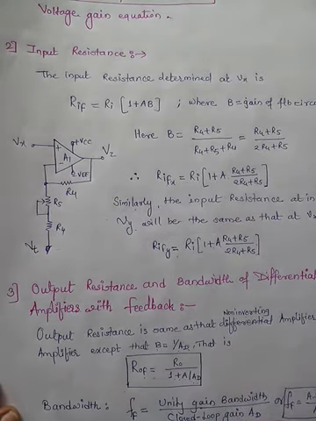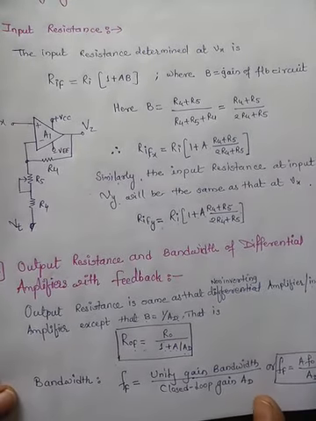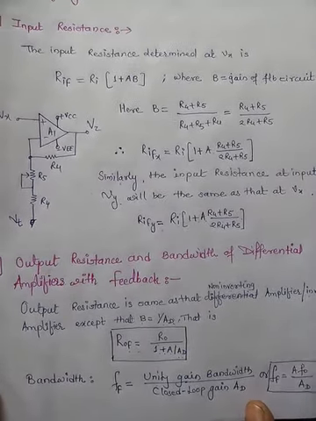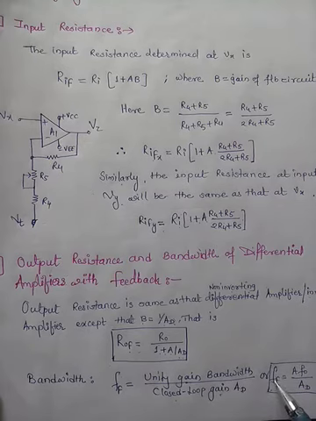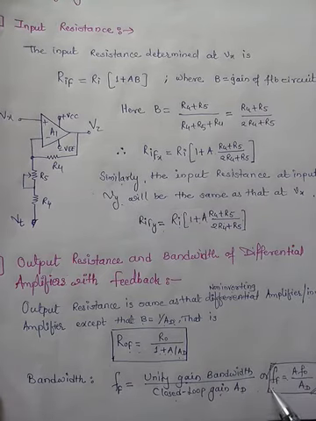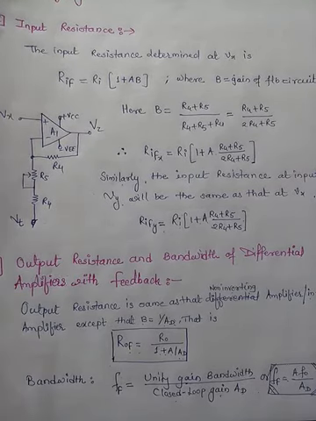And when we are finding out the bandwidth for this differential amplifier, bandwidth is unity gain bandwidth divided by closed loop gain AD. So the bandwidth with feedback is equal to A into F0 divided by AD. Okay, so all these parameters we have derived for the differential amplifier with 3 op amps. That is, we have found the voltage gain equation AD.